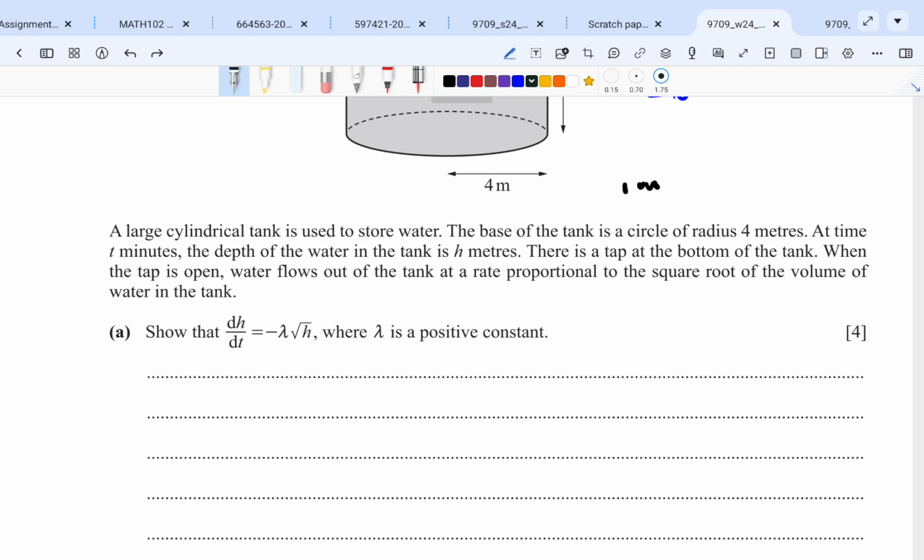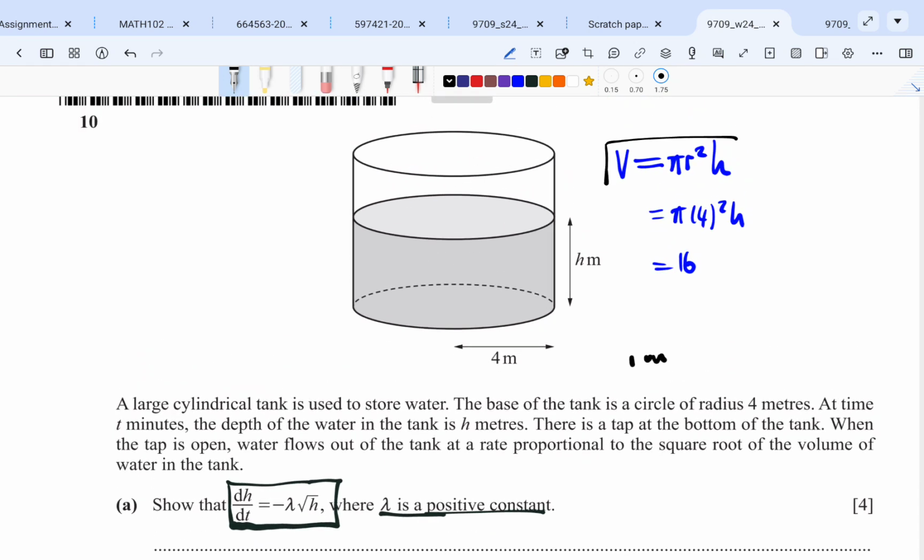So here, they said show that dh/dt is equal to negative lambda root h. Okay, so they want dh/dt. When a question says to you show, you are not going to look at their answer right now. If it says show that dh/dt is equal to something, you have to find dh/dt. Ignore their answer. You find your own dh/dt, and if you're correct, your answer should be the same as theirs. That's how you show. Find your own answer, then compare. So we are supposed to find dh/dt, and they say lambda is just representing a positive constant. Okay, let's try to find dh/dt. What do we have? I have volume. If I have volume here, what is it in terms of?